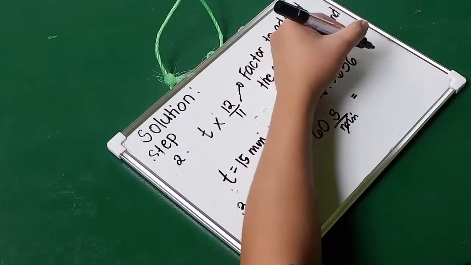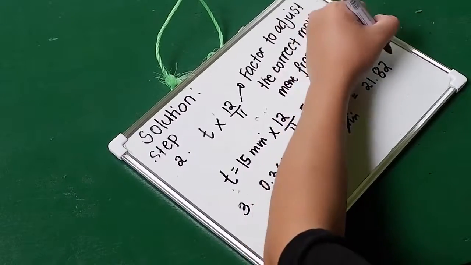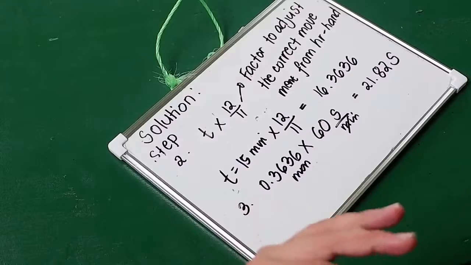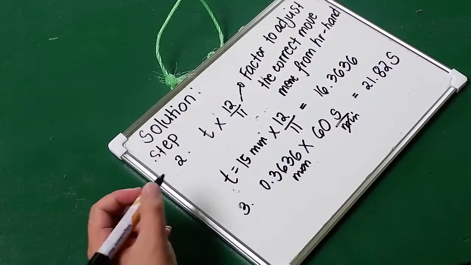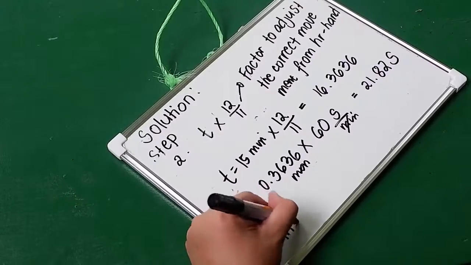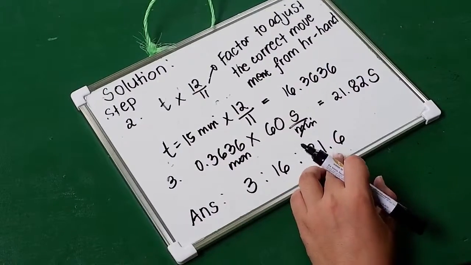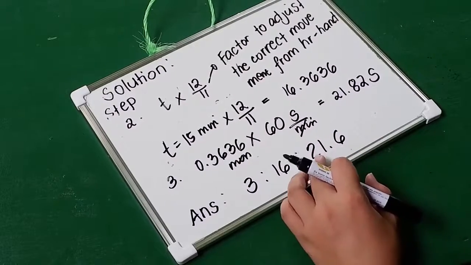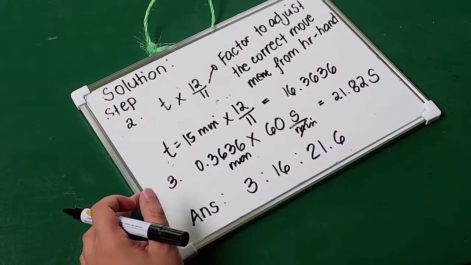So the answer to this is 21.82 seconds. So here we go. We have already solved the problem using 3 steps. So the final answer is 3 hours, 16 minutes, 21.6 seconds. That's the time when our minute hand and our hour hand are together for the first time.